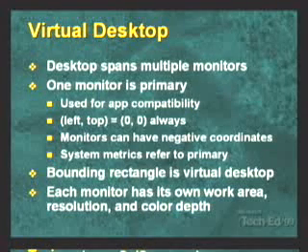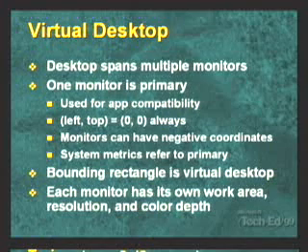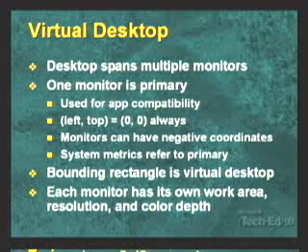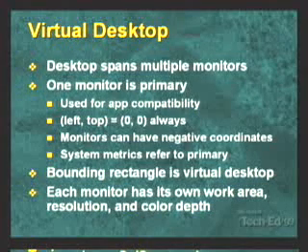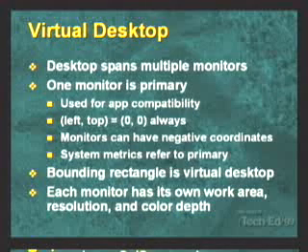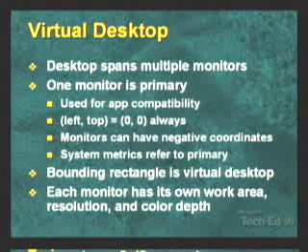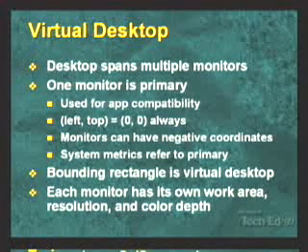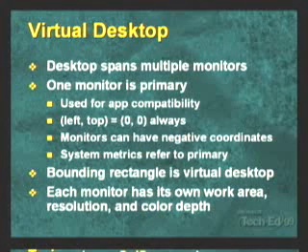Also, for applications that call system metrics functions to determine the width and height of the screen, those functions will return the width and height of the primary monitor, just like they did before. So again, those applications will work fine if they're running on the primary monitor. But if they run on the secondary monitor and they request the width and height, they may not get back the right dimensions for the monitor that the window is currently on.